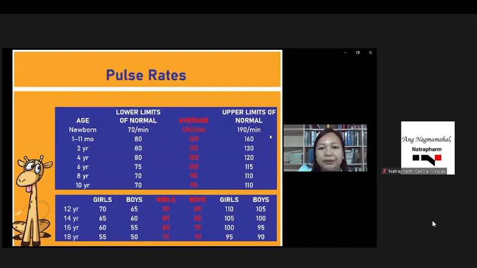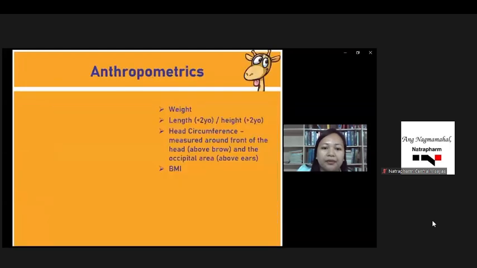While for pulse rate, it can be obtained at any peripheral pulse. However, radial and brachial pulse is usually preferred. So the following are the normal values, which are age specific.